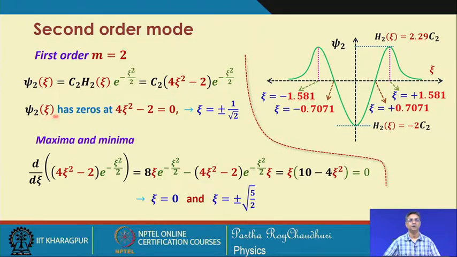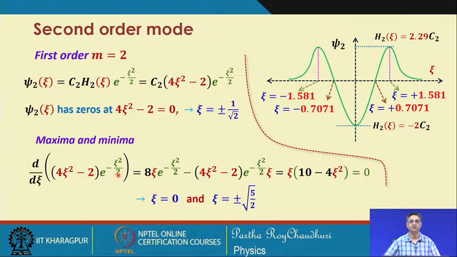Now, psi 2 has zeros at this quantity equal to 0, 4 xi square minus 2 equal to 0, that gives you xi equal to plus minus 1 by under root 2. So, these are the points where psi 2 will be 0, this point and this point, and for the rest of the points we will have to look for the maxima and minima.